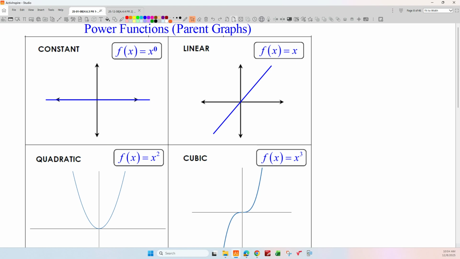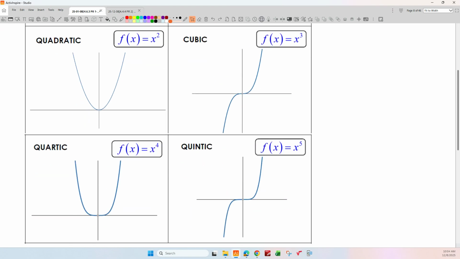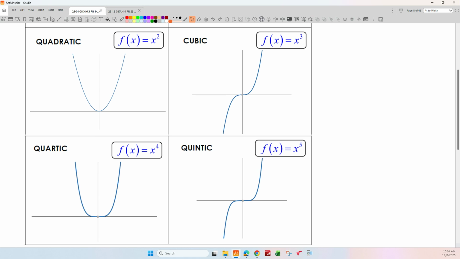Here's where things get a little more interesting, and this is what I want to remind you about. It's a pretty simple pattern you're going to see here. A quadratic power function, x squared, that's a parabola. I'm sure you remember that well from Algebra 1.